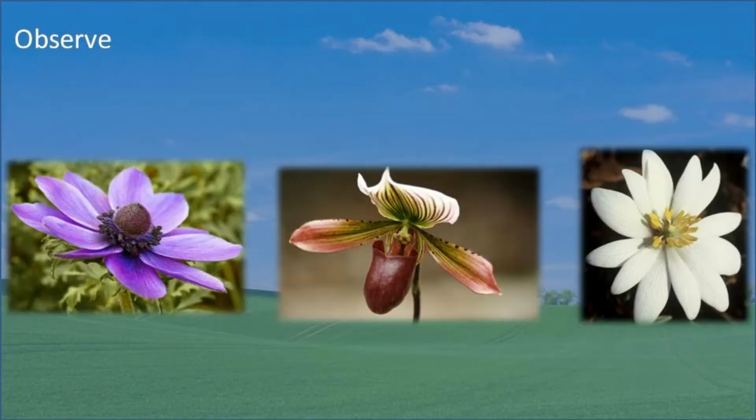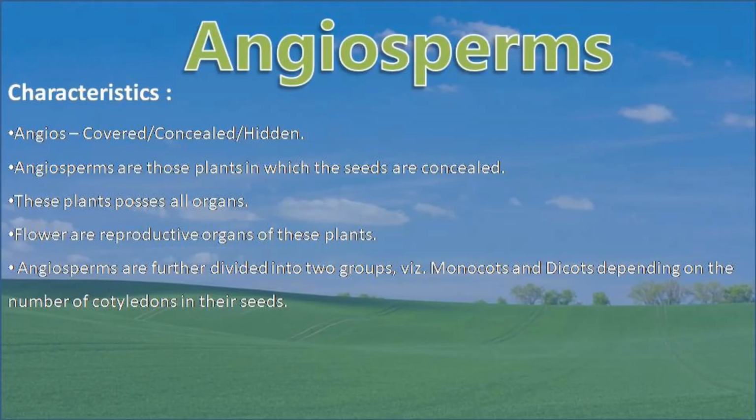The flowers of these plants bear their reproductive organs. Flowers develop into fruits, and seeds are formed within the fruit. That means the seeds are coated, the seeds are covered. Hence, they are called angiosperms. Angios means cover, sperms means seeds. Seeds are covered in a covering, that is, the fruit.